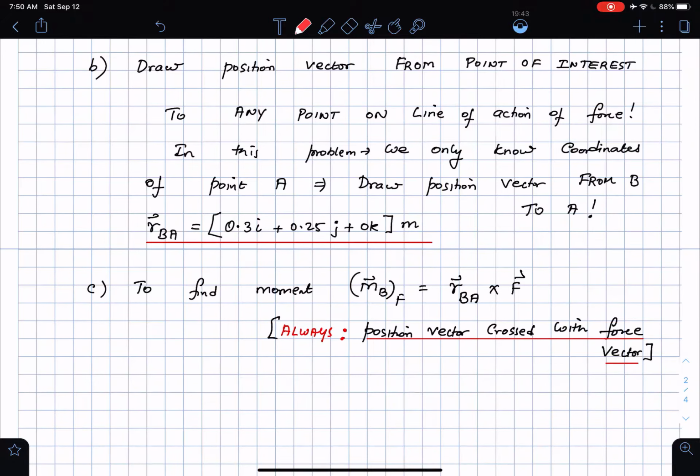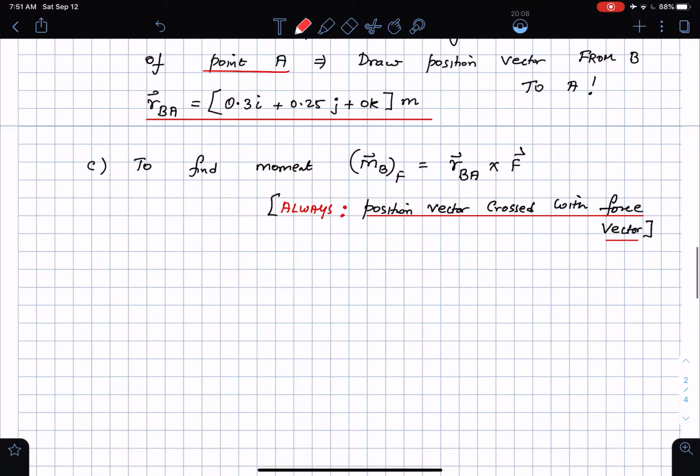How do I draw the position vector? I draw the position vector from the point of interest to any point on the line of action of the force. Of course, I have to be careful because I can't just draw it willy-nilly to some point where I don't know the coordinates. So in this particular problem, since you know only the coordinates of the point A, my position vector is going to be from B to A.